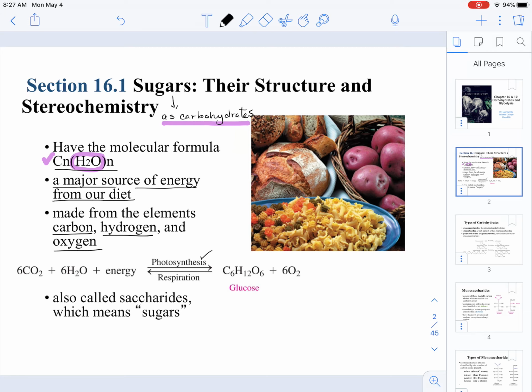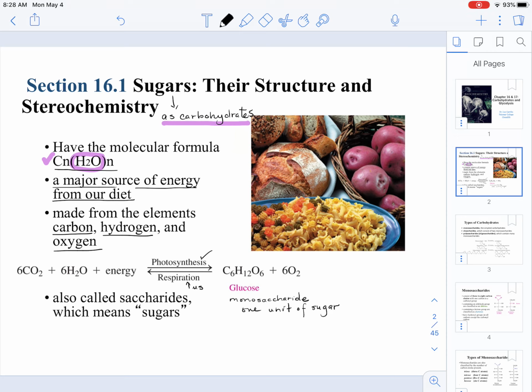In this case, glucose is a monosaccharide, meaning there's only one unit of sugar. And in the process also, molecular oxygen is produced. Now, for us, we cannot produce sugar. What we can do is metabolize it. And for us, we do the reverse reaction.